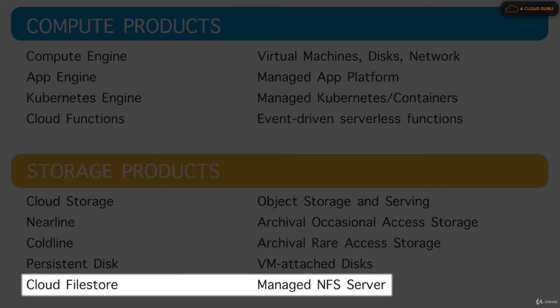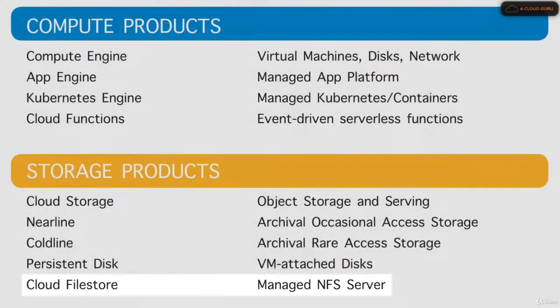Cloud Filestore sits between Cloud Storage and persistent disk, and it is neither object-based nor block-based. Cloud Filestore is file-based. Being a managed NFS server, it's a bit more flexible to connect to than persistent disk, and may work better with certain kinds of applications than the object-based Cloud Storage.